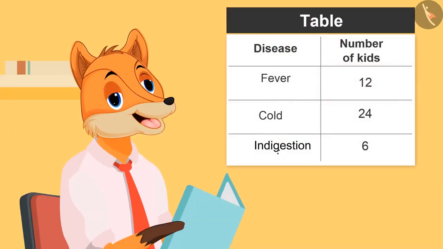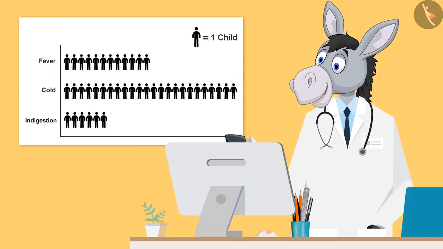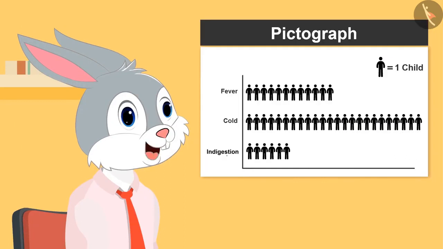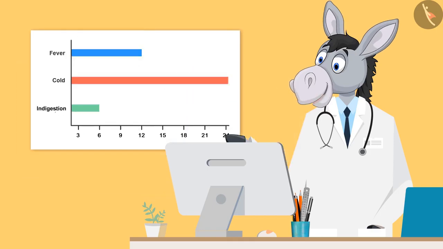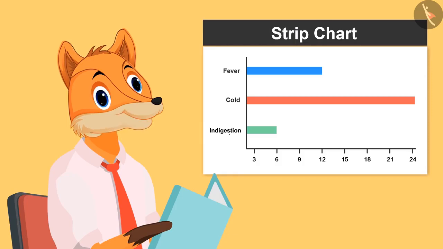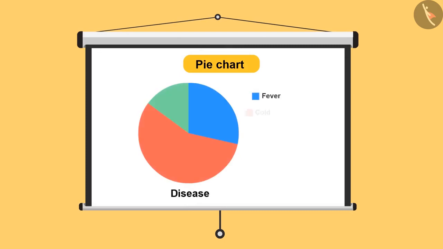Yes, this is called a table. Absolutely right. Now look at this data in another form. I will tell. This is pictograph. Very good. Can you tell me which chart is this? Yes, this is strip chart. Very good. Kids, you all know about various types of charts. Do you know about pie chart?